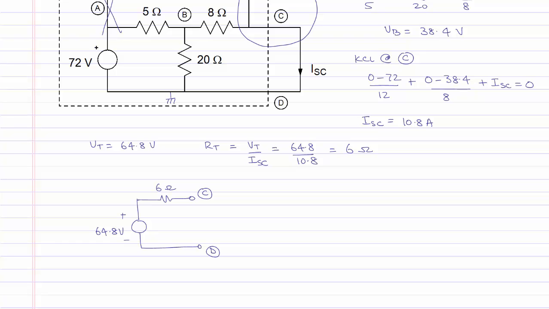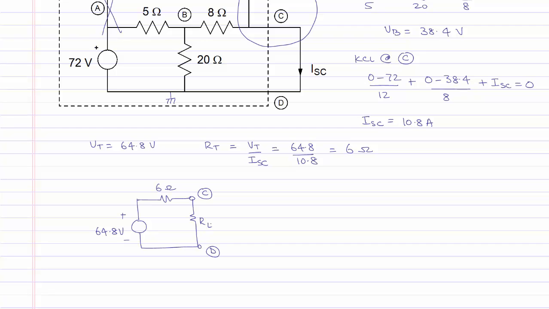Carefully note that the polarity of the Thevenin voltage source is the same as what the voltage will be across terminals C and D for the circuit for which this is an equivalent. And also, if we place a short circuit between node C and D, then the current will flow from node C to D.